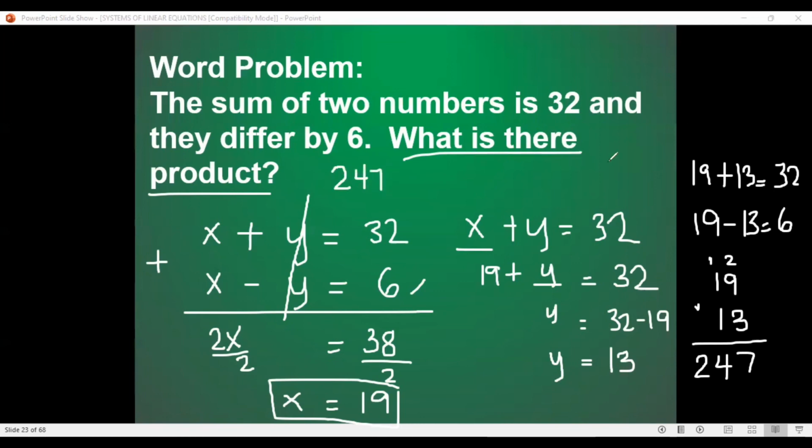Okay, so those are ways on how you could solve problems on solving systems of linear equations. All you have to do is to interpret them in terms of your variables x and y, and then do the elimination process.